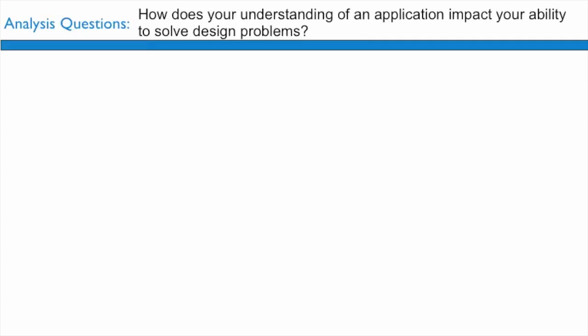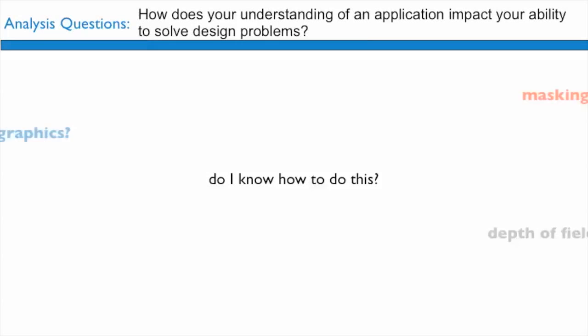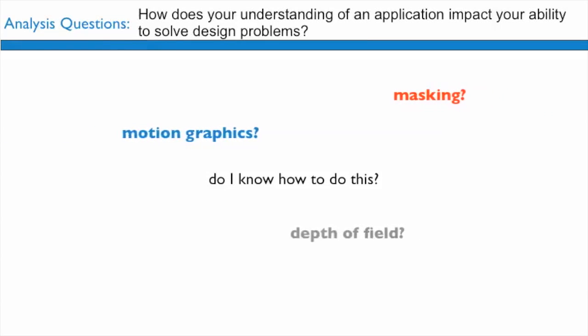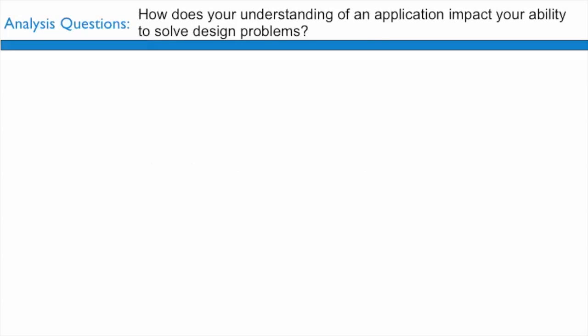So when you're looking at making revisions, the question that should come to your mind first is, do you know how to do what you're hoping to do? This is an important question because adding elements like motion graphics and masking and depth of field is very cool and could add to the functionality of your design. However, if you're not sure how to do these things technically, then you're going to need to learn.